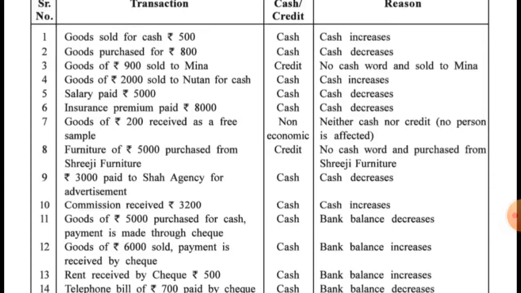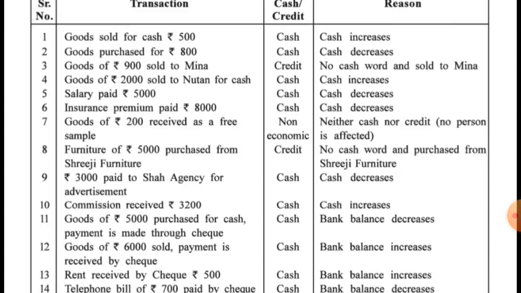Ninth one, rupees 3000 paid to Shah agency for advertisement. Rupees 3000 paid, that's why it's a cash transaction, and the name of the party to whom it is being paid is also mentioned, but it has been clearly specified that that much amount has been paid, that's why it becomes a cash transaction. Paid, that's why the cash balance decreases.